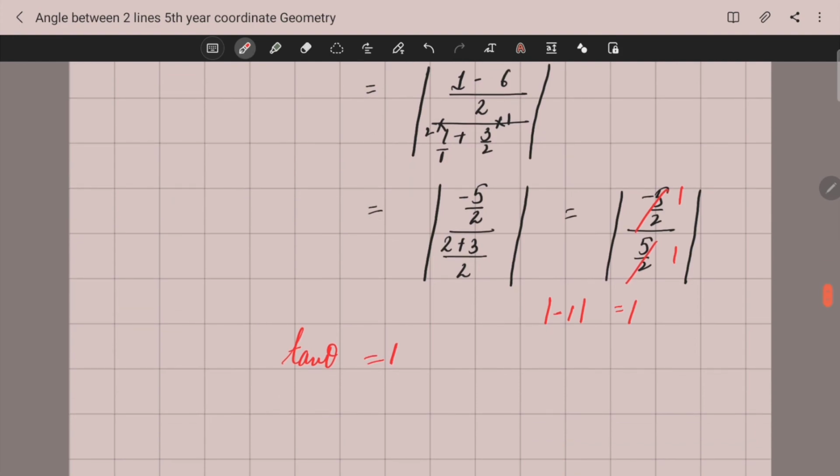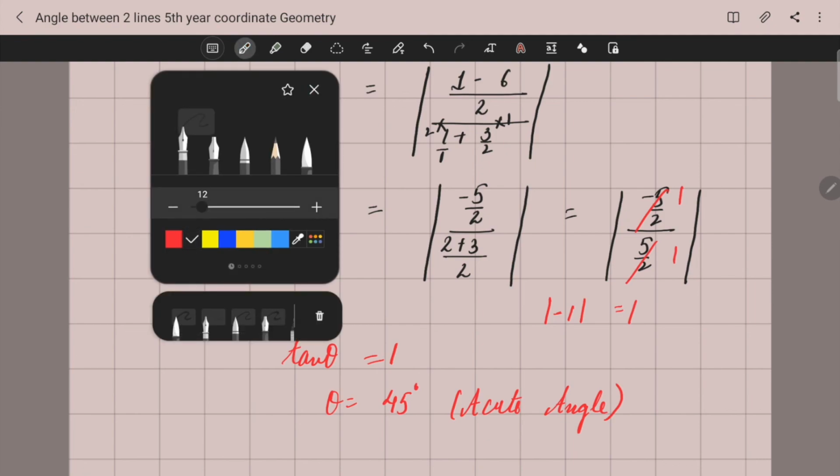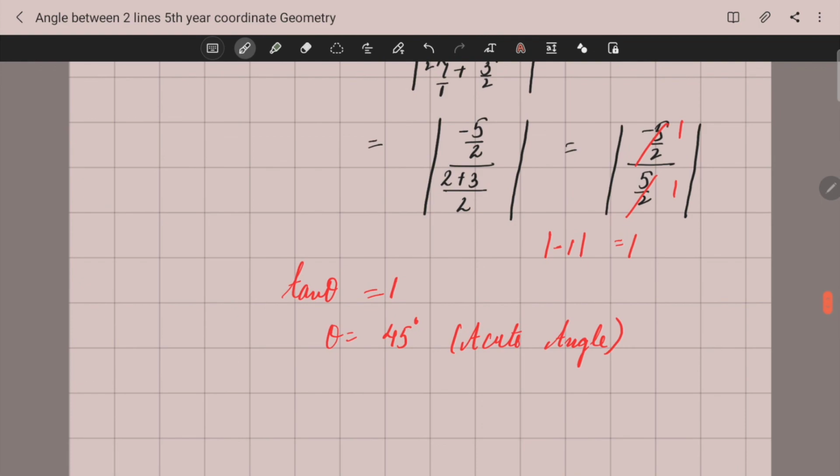At what angle is tan theta 1? In case of tan, it's at 45 degree. This is for acute angle. But in the question it's mentioned that find for obtuse angle. So what we have to do? We subtract from 180. For obtuse angle, we subtract our theta from 180, as our theta is 45. So subtract: 180 minus 45 is 135 degree. So our theta is 135 degree. This is our answer.